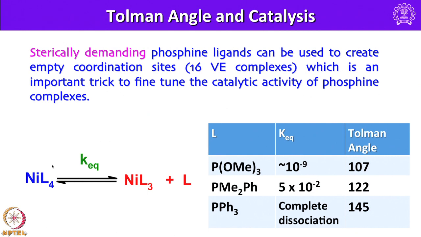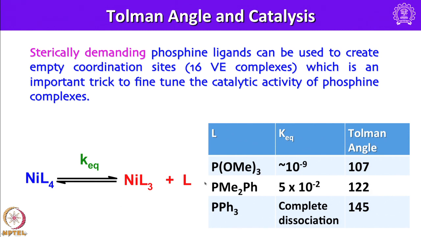Let us look into the dissociation of one of the phosphine from NiCl4 to give NiCl3+L. Here let us look into this dissociation constant for POMe3. This is 10⁻⁹, and the Tolman angle is 107. So when this ligand is substituted with dimethyl phenyl phosphine, the dissociation rate increases and it is 5 × 10⁻², because the Tolman angle is 122.